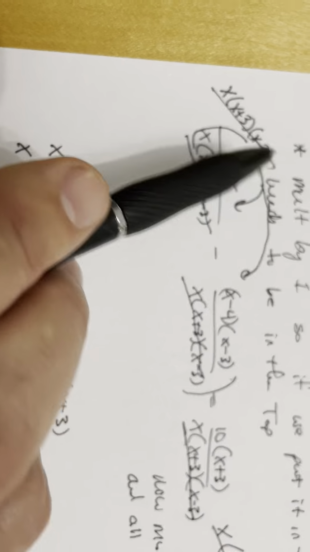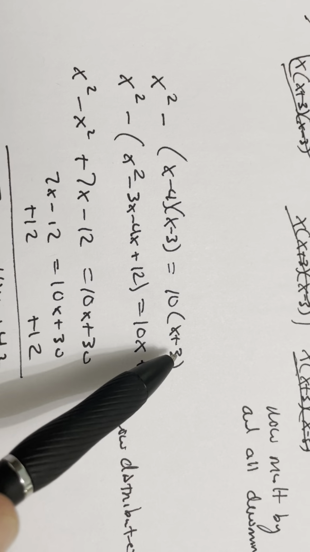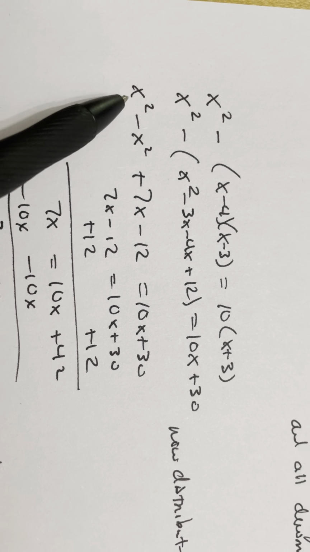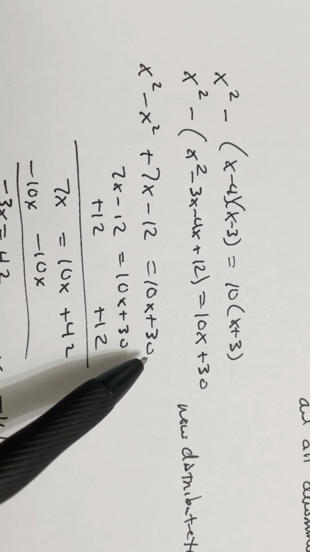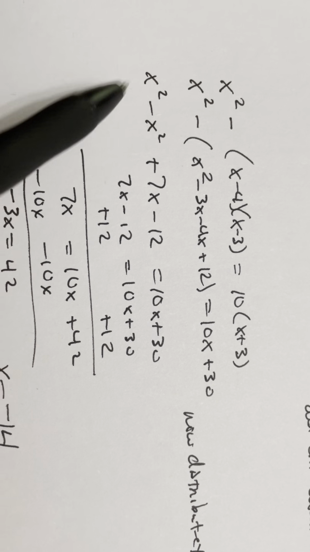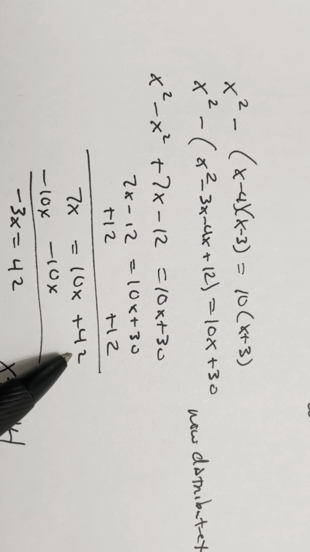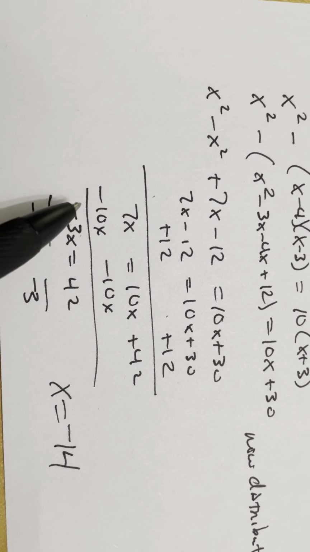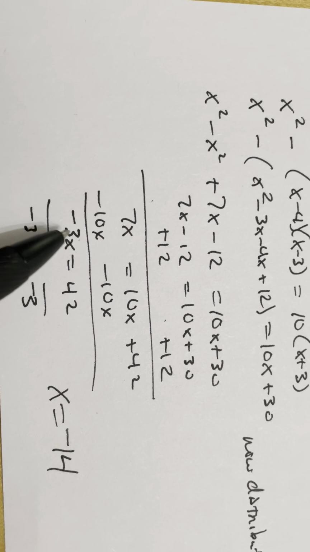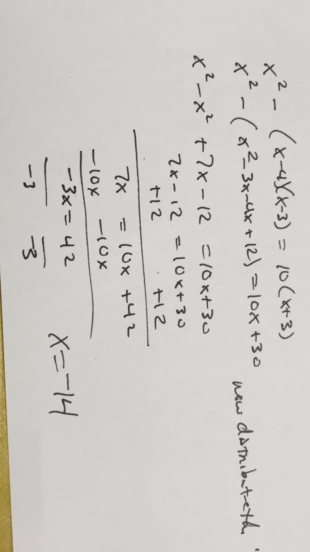So when I FOIL this out, I want to remember that that negative is going to change signs throughout. So I've got x squared minus 3x minus 4x plus 12, distribute the 10. And so now I have x squared minus x squared plus 7x minus 12 is equal to 10x plus 30. These drop off. Add 12, I've got 42. Subtract 10x, subtract 10x. I've got negative 3x equals 42. I'm going to divide by negative 3, and I've got x is equal to negative 14.